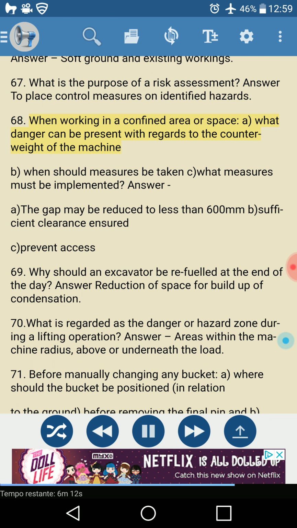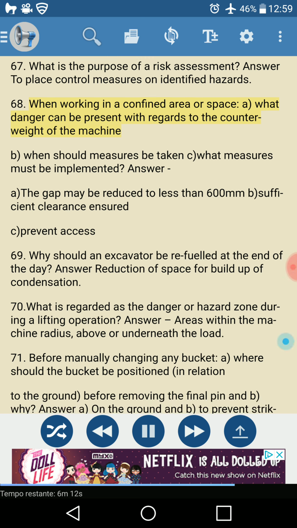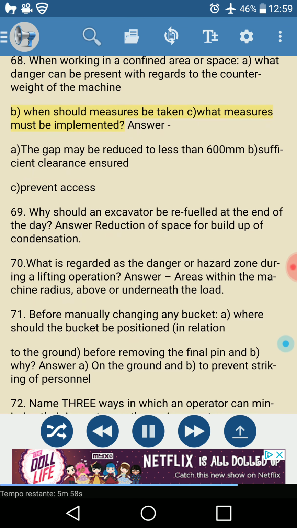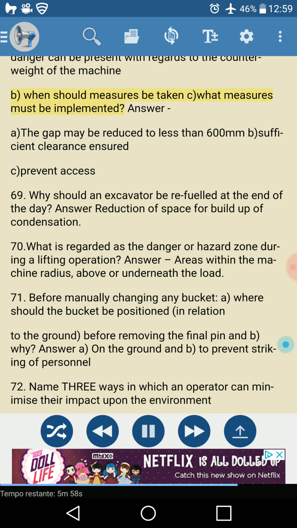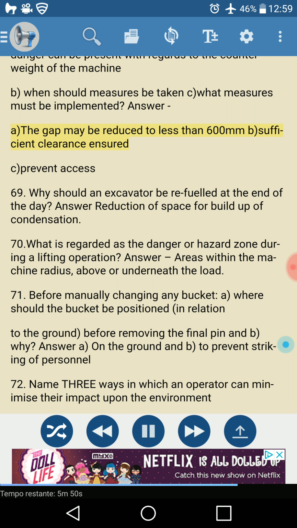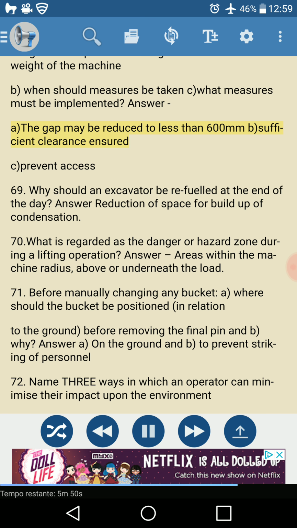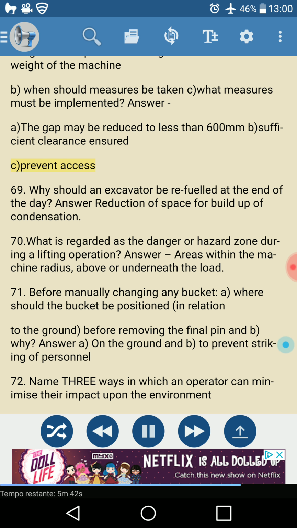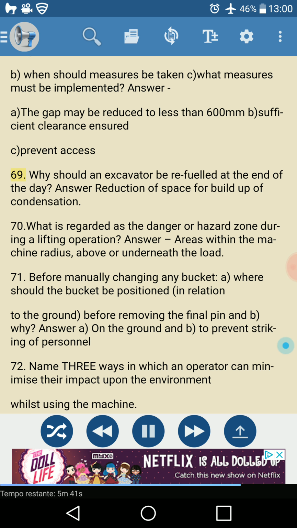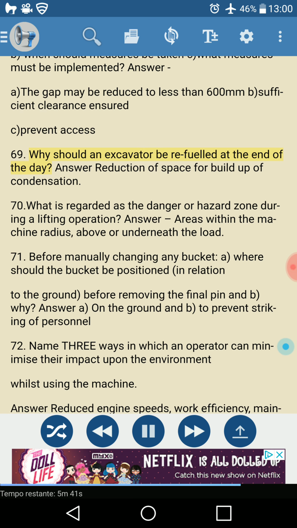68. When working in a confined area or space, A. What danger can be present with regards to the counterweight of the machine? B. When should measures be taken? C. What measures must be implemented? Answer. A. The gap may be reduced to less than 600 mm. B. Sufficient clearance ensured. C. Prevent access.